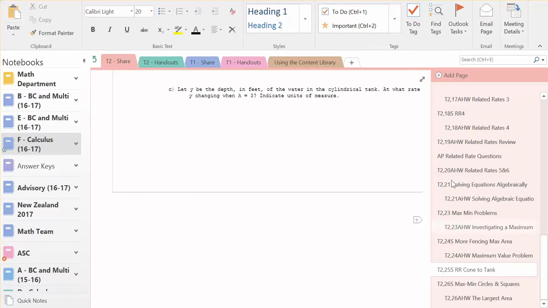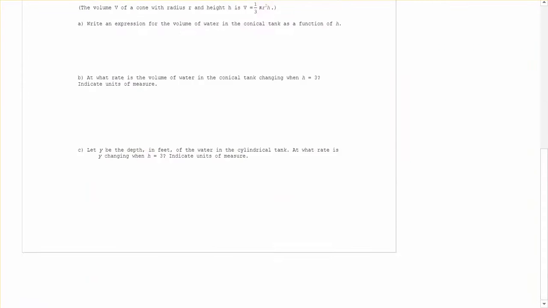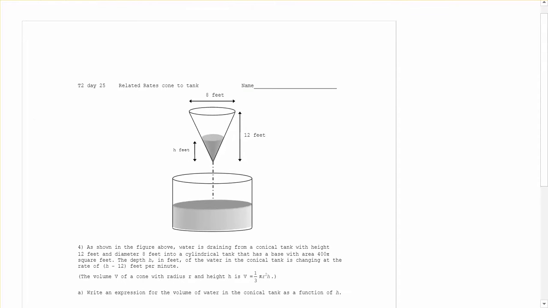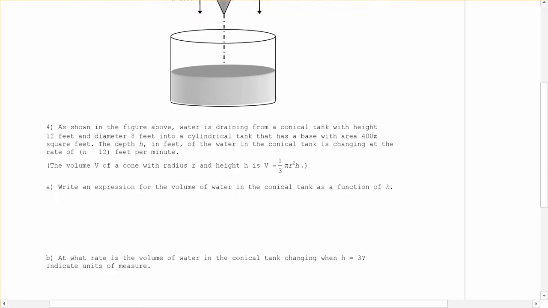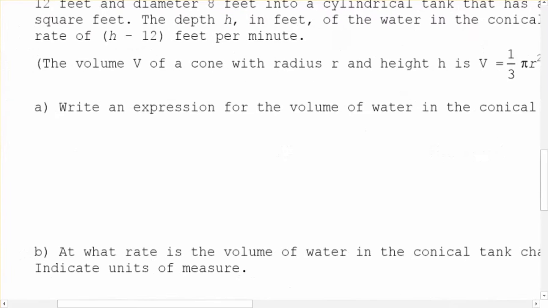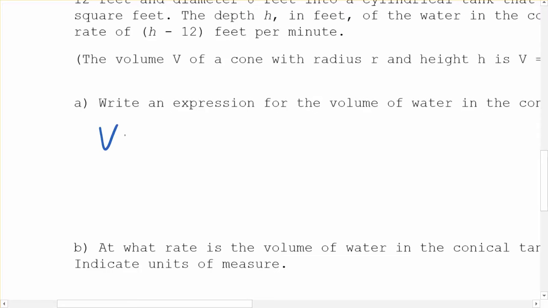Okay, so cone in a tank. Here we go. It's a good question here. Let's take a look at this question. What's going on? It gives you lots of information and then only has you deal with pieces of it. You know, what's the volume of a cone? You've done it many times. 1/3 what? Pi r squared h.